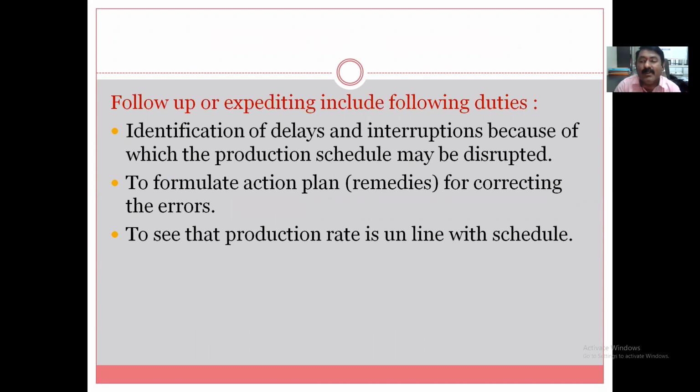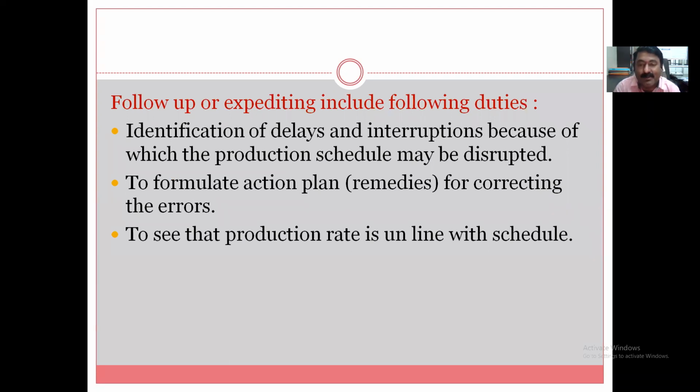This follow-up, I have given you an example. Identification of delays and interruptions because of which the production schedule may be disrupted. So I have given the example that if 50 is not achieved every day, this is the identification of delays. To formulate the action plan, this also I have explained. What is the action plan?